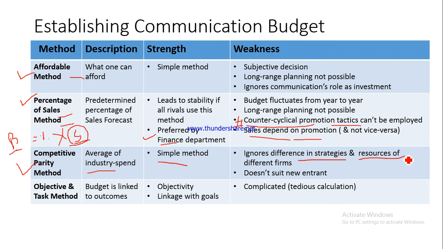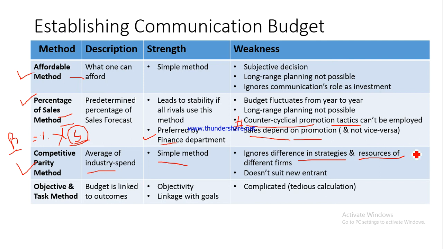Again, different companies have different amounts of financial resources available with them. Think of a big company. It will have more resources at its disposal. On the other hand, a small company will have much fewer resources. So naturally, it does not make sense to try and match what your rivals are doing, because they may have a different strategy and they may have different financial resources available with them. So this is one weakness of this particular method.